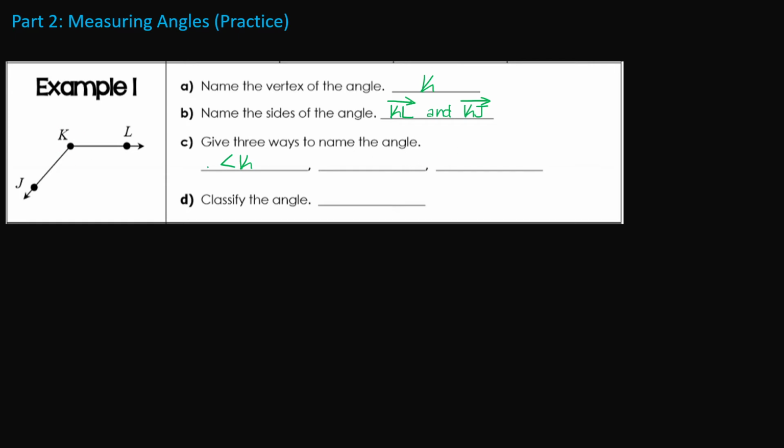We can also call this JKL, going from the outside to the vertex back to the other side. So angle JKL. Or we can name it backwards, angle LKJ. All 3 of those labels are perfectly acceptable. Now we just need to classify the angle. This angle very clearly is greater than 90 degrees, so that means it is obtuse. There you go.